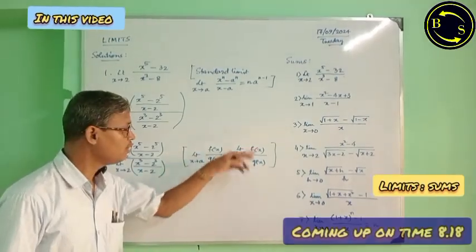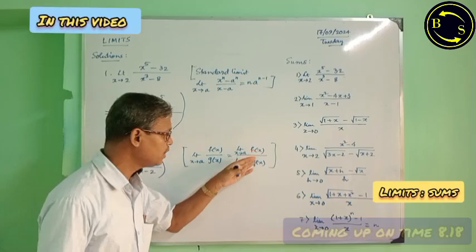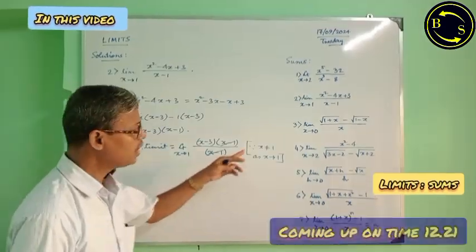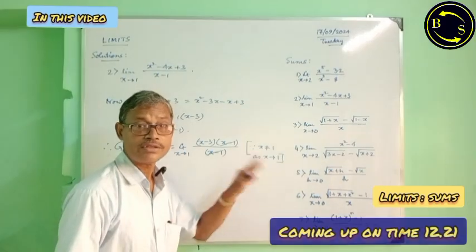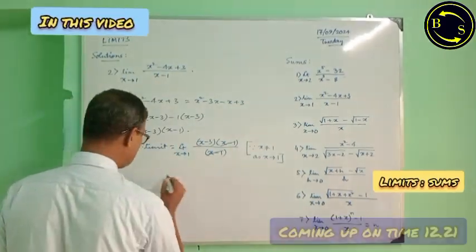We have used this theorem: limit x tends to a f(x) by g(x) is equal to limit x tends to a f(x) divided by limit x tends to a g(x). Remember that you must mention this on the right side of this step. We have cancelled x minus 1.